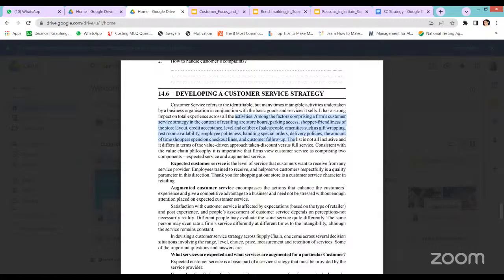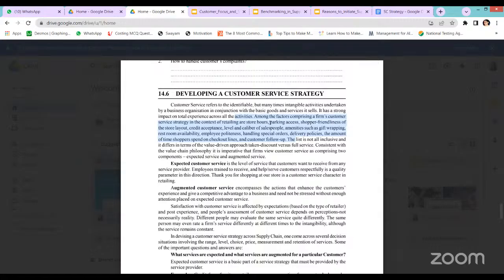Just an example, I'm not promoting. DMart, you take. If you go to the DMart, you will see good accessibility of the store first, and in every crowded, highly populated area, you will find the DMarts, and parking access will be there. Also shopper friendly, the store layout will be designed very easily, and of course, in this you may not have the credit acceptance, but okay. And the level of caliber of salespeople, you will find the salespeople working.